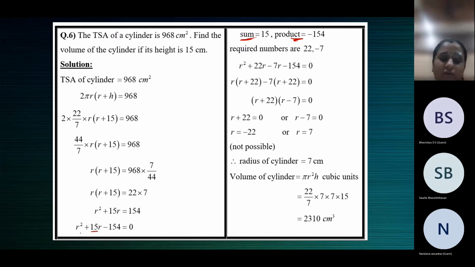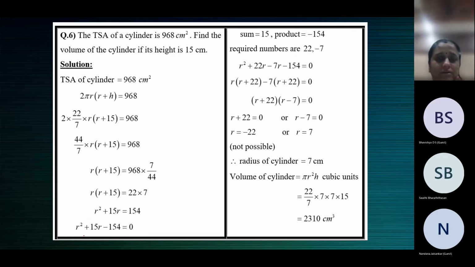Sum is the coefficient of the middle term. We have to arrange the terms in this order: first the r square term or the x square term, then the r term or the x term, and then the constant. Now this is the middle term. What is the coefficient of the middle term? Plus 15. That is the sum.